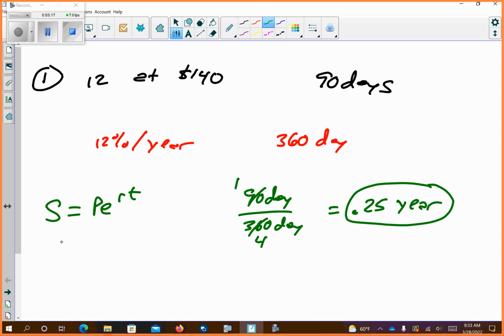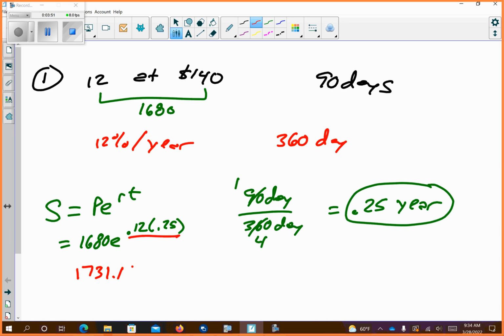So it looks like we have to figure out what is 12 times 140. Does someone have a calculator, including the one on your phone? 1680. Okay, so that's how much they spent. So 1680. E stays as the exponential. We have a rate of 12%, so that's 0.12. We're going to multiply that by 0.25. And can someone do that on a calculator for me? Keep that whole thing as an exponent. 1731.16. Did I hear that right? Perfect. That's not too bad.